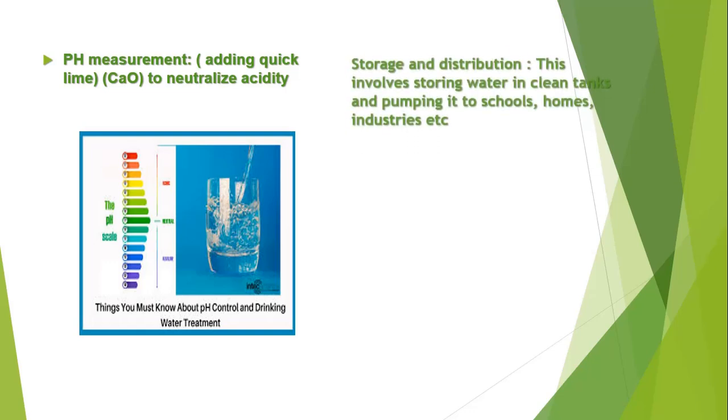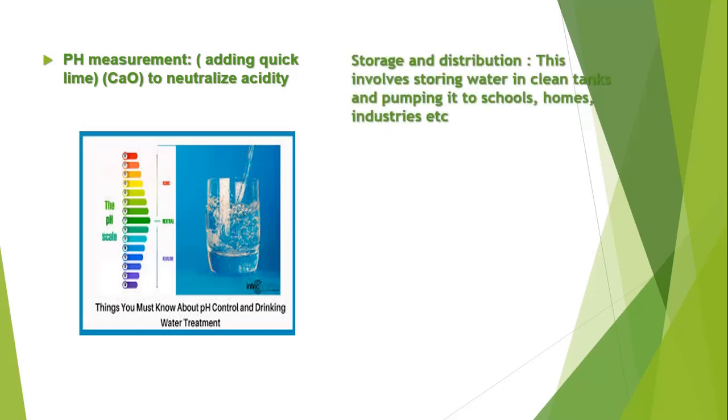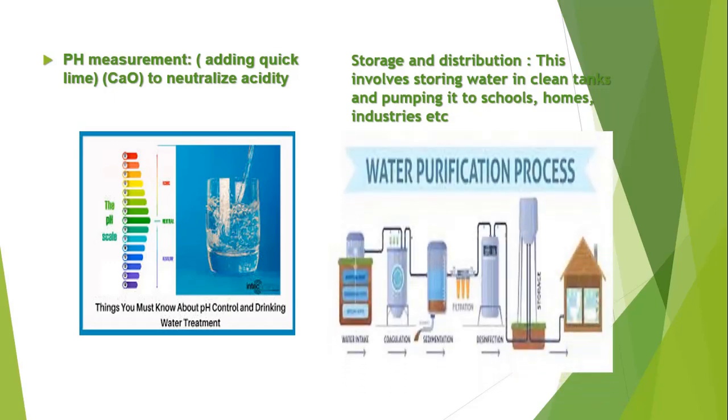And then once the pH adjustment is carried out, storage and distribution occurs, which involves storing water in clean tanks and pumping it to schools, homes, and industries. Here is a summary of how these processes occur.